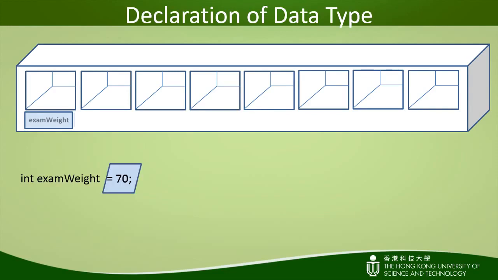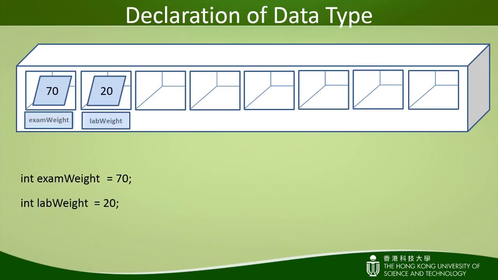The assignment of the value 70 to exam weight will initialize the value stored in the memory to 70. In a computer, the value 70 would actually be represented as a bit string of zeros and ones. The declaration and initialization for lab weight and homework weight would go through a similar process.